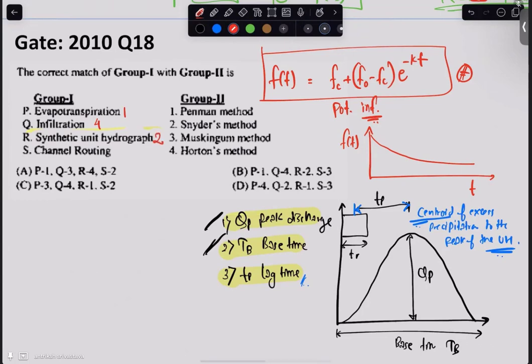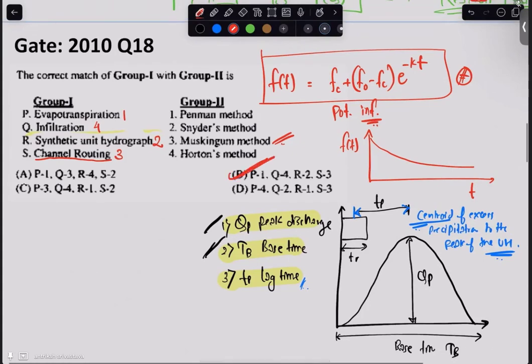So what is left? We have already seen this one. Channel routing is going to be Muskingum method. So do we have 1, 4, 2, 3? So we have 1, 4, 2, 3 in option number B. So that is the correct answer.